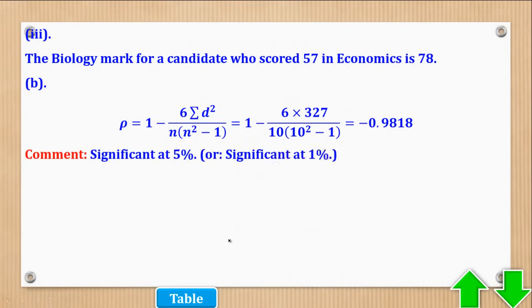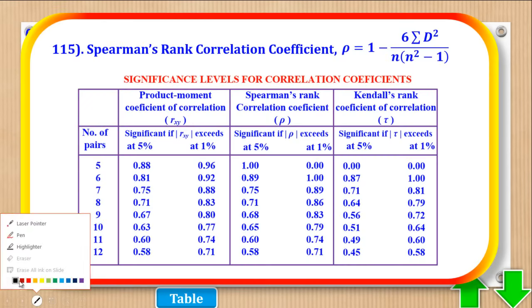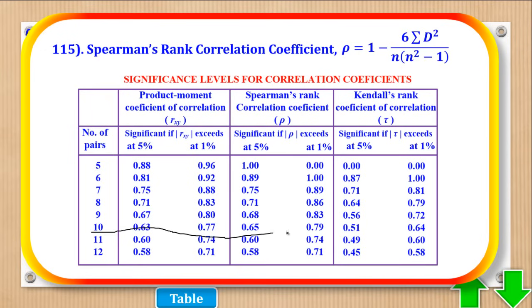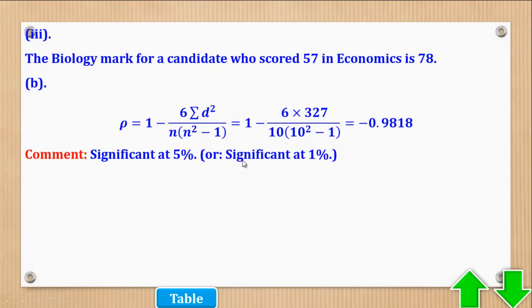Okay, then commenting. Commenting is done using the mathematical tables. We shall come here and look for n of 10. These are the values. Then you see this comment. It says significant if the magnitude of what you have calculated exceeds this value at this percentage. So what you have calculated is 0.9818, I think. And this value is 0.65. So the calculated value is bigger, so use the word significant. If I'm to use 1% also, the calculated value is bigger than this, so we shall use significant. That is why you are saying here, significant. Now they said comment, meaning you choose only one.